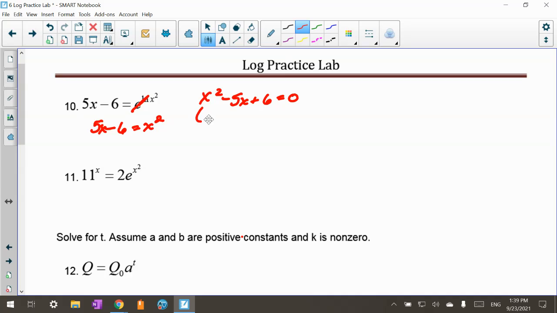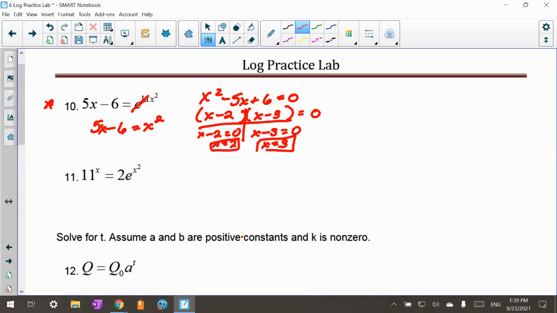And then I'm going to factor this because this is factorable. x minus 2, x minus 3 equals 0. And then I know that x minus 2 equals 0, so x is 2. x minus 3 equals 0, so x equals 3. So this one was a little bit of a weird one. I'm going to star it. And the fact that it ended up being just a plain old quadratic is because the base e cancels out the natural log.